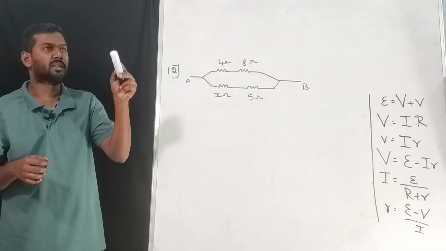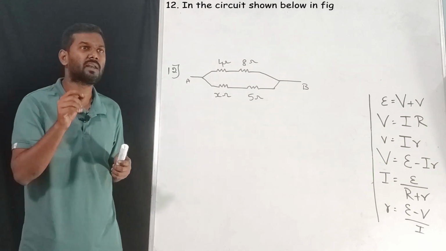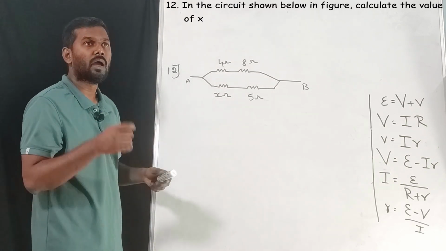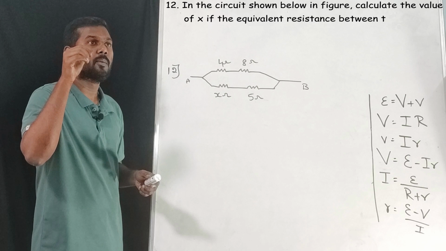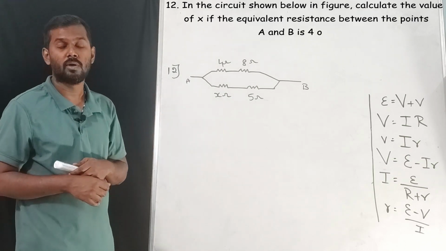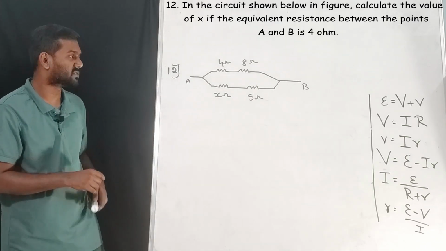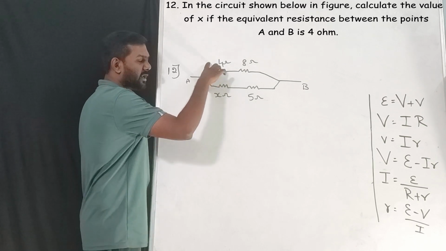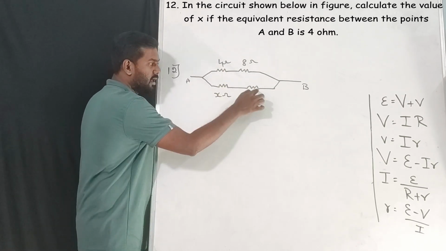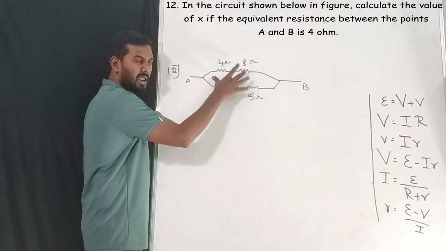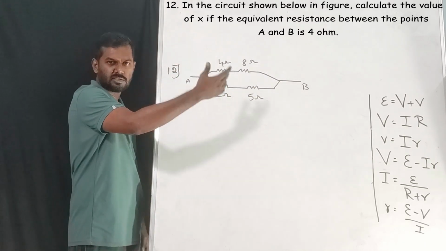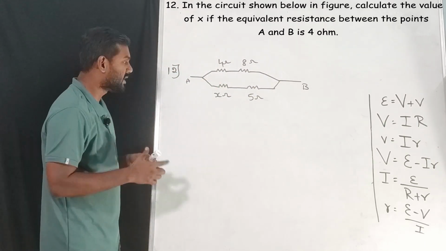Question number 12. In the circuit shown below in the figure, calculate the value of X if the equivalent resistance between the point A and B is 4 ohm. So they have given the equivalent resistance. These two are in parallel connection, correct? But these two are in series. Correct, these two are in series, these two are in parallel. Once we solve all these things, the equivalent resistance will be 4 ohm, that is given in the question.